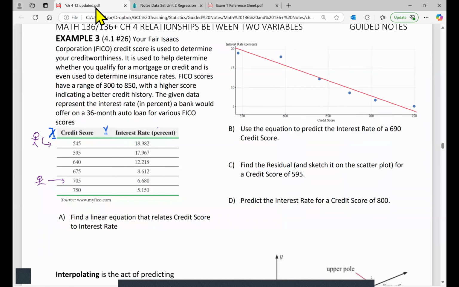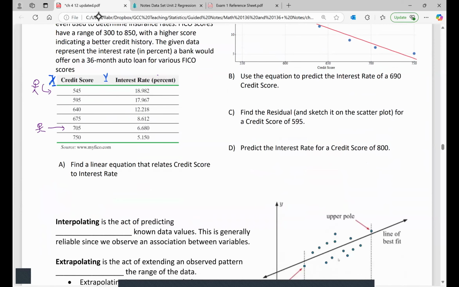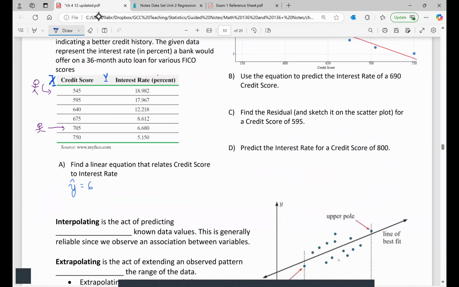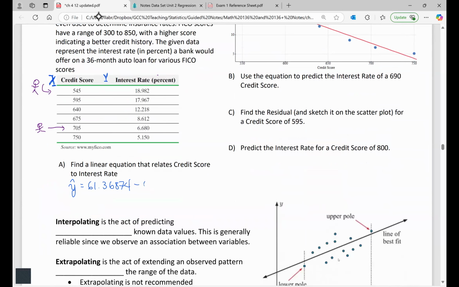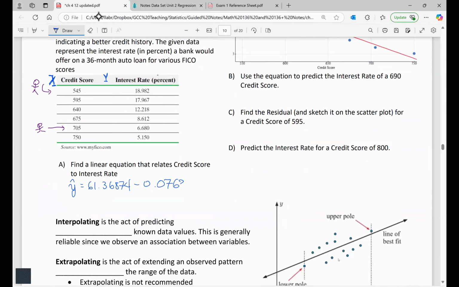So let's write that down. So find a linear equation that relates. So this is y hat is equal to 61.36874 minus 0.07637 times x.